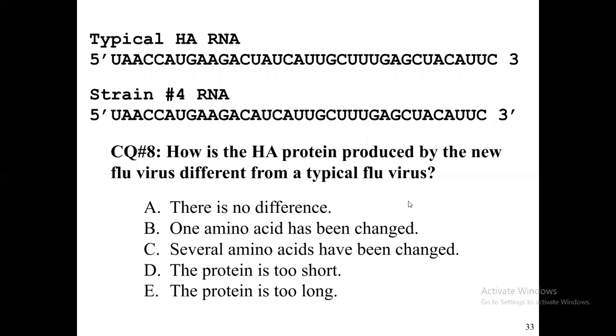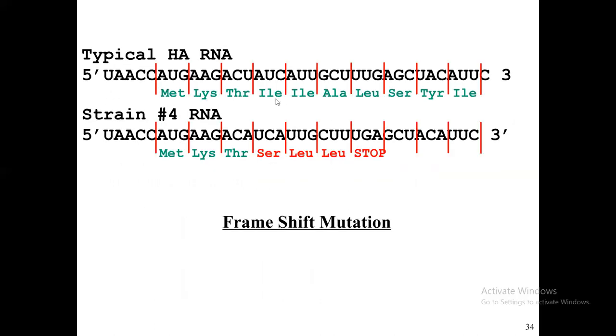In strain 4, you can see the difference. Oh, this U has been deleted here. Pause the video, figure it out. In this case, that has caused a frameshift mutation. So the U getting cut out of there. So it's this U that was deleted.